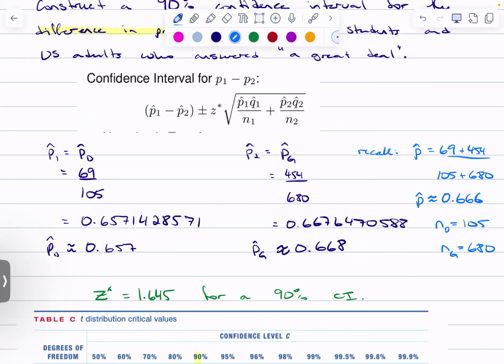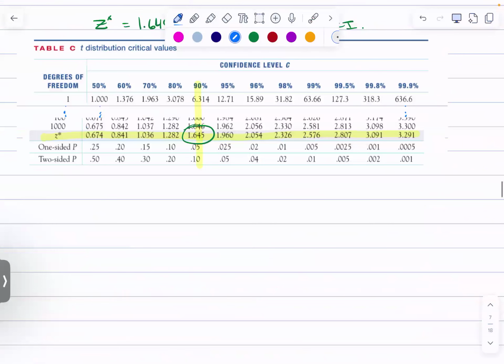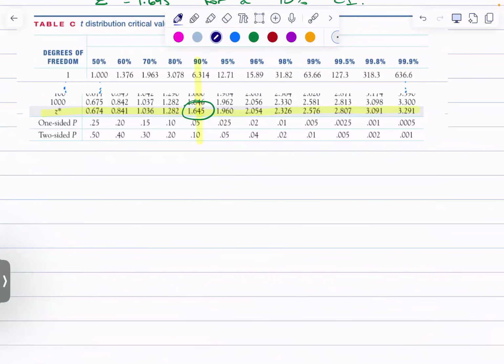I've got my P1 hat. I've got my P2 hat. I have my Z star. These guys I have already. I have my N1 and N2. So I have all the things that I need. It's just a bigger calculation than before, but let's see how we do.